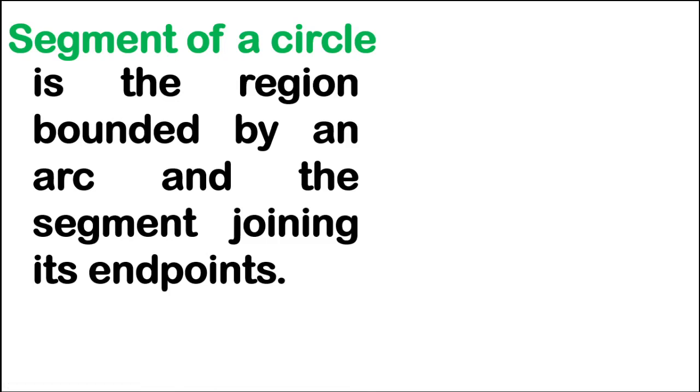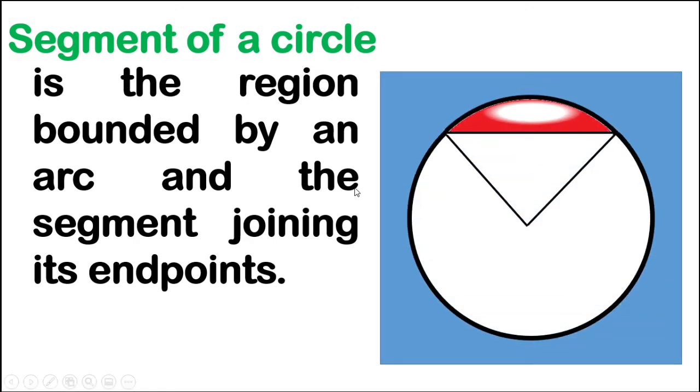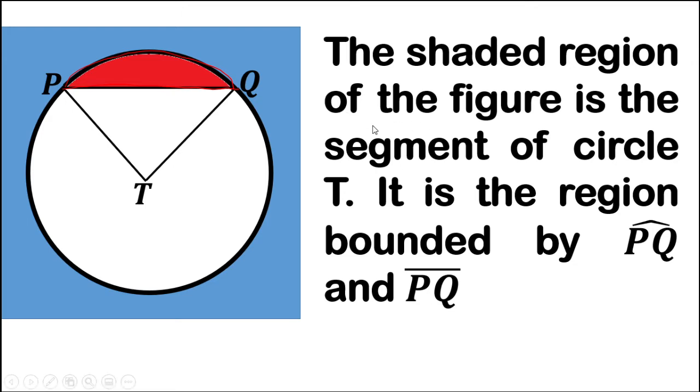Now, let's talk about the segment of a circle. A segment of a circle is a region bounded by an arc and the segment joining its endpoints. Say, given a circle, the red shaded part is called the segment of a circle. So, the shaded region here of the figure is a segment of circle P.